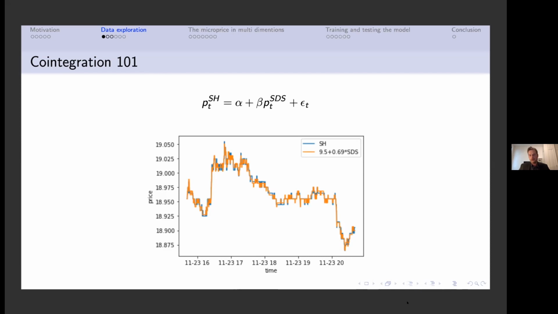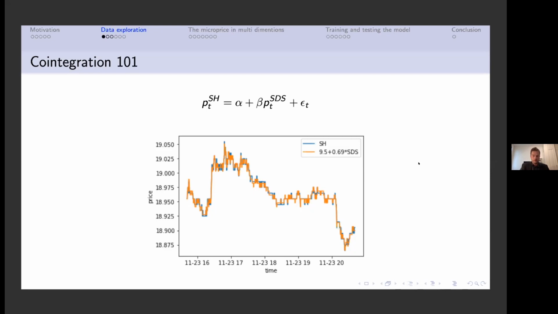So if you run a simple regression of the mid price of SH against the mid price of SDS, and then you plot SH, and then on the same graph plot alpha plus beta times the price of SDS, you see that these prices really overlap very closely. And in fact, the difference between these two prices is typically less than a cent. So this epsilon is very small and very fast mean reverting.